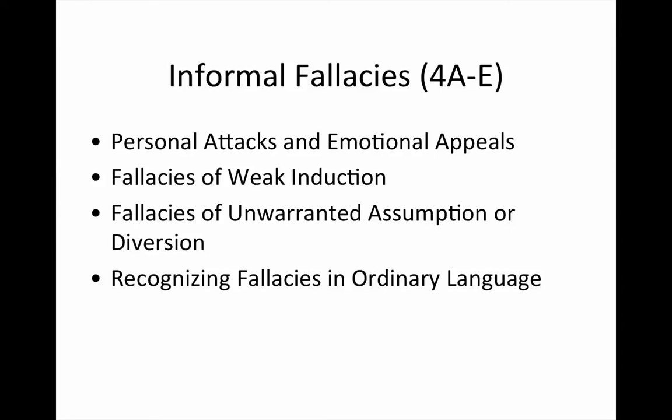Okay, so over the course of the next few videos, including this one, we're going to talk about the ways in which reasoning goes wrong. These are known as informal fallacies. They are specifically errors in reasoning that do not have anything to do with the structure of the argument, but instead have to do with poor assumptions, emotional appeals, diversionary tactics, and the like.